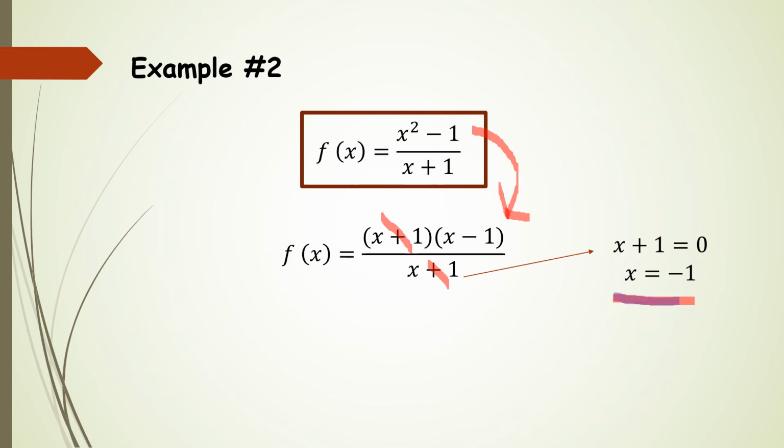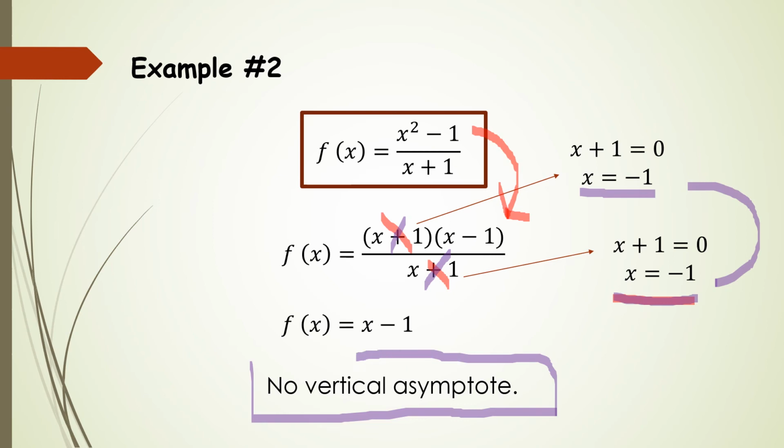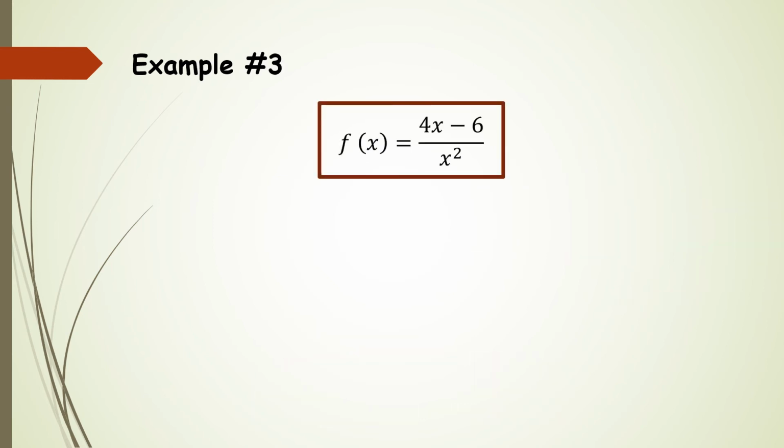At the same time, using the same method, ang x plus 1 natin sa numerator, pag na-equate mo sa 0, ay magkakaroon din ng negative 1. And what we are looking for our vertical asymptote is the zeros of the denominator that are not zeros of the numerator. So, meaning, since itong 0 ng denominator natin ay kapareha ng 0 ng numerator, hindi siya magiging vertical asymptote. And upon simplifying our rational function, magkakaroon tayo ng f of x is equal to x minus 1. Thus, we can conclude that there is no vertical asymptote.